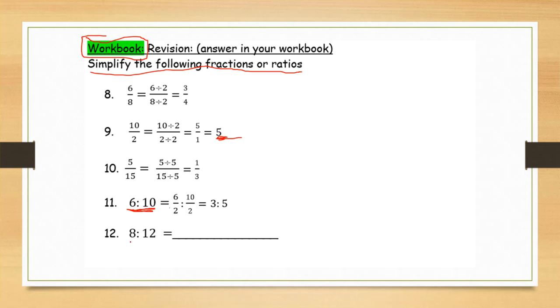For question 12, 2 is a factor, so we could divide by 2, but that would give us 4 to 6, and then we'd need to simplify that. So if we divide by 4 to start with, we go straight to the answer. So 8 over 4 is 2, 12 over 4 is 3.